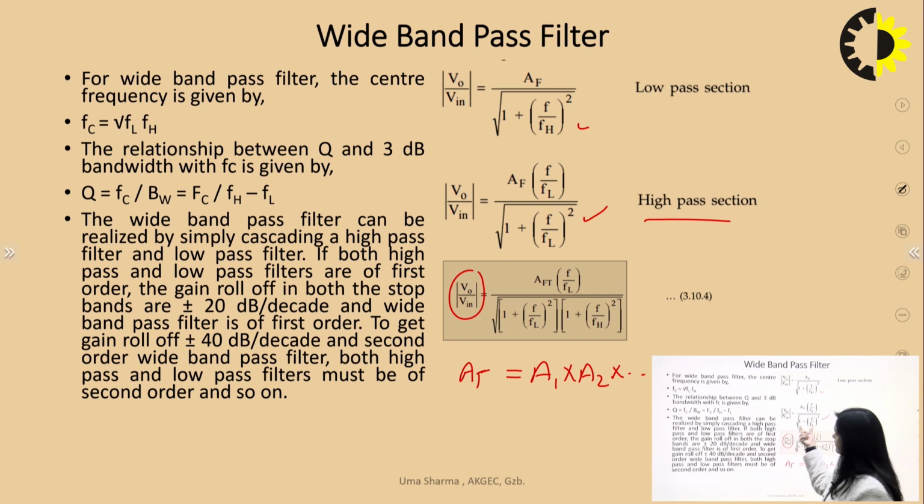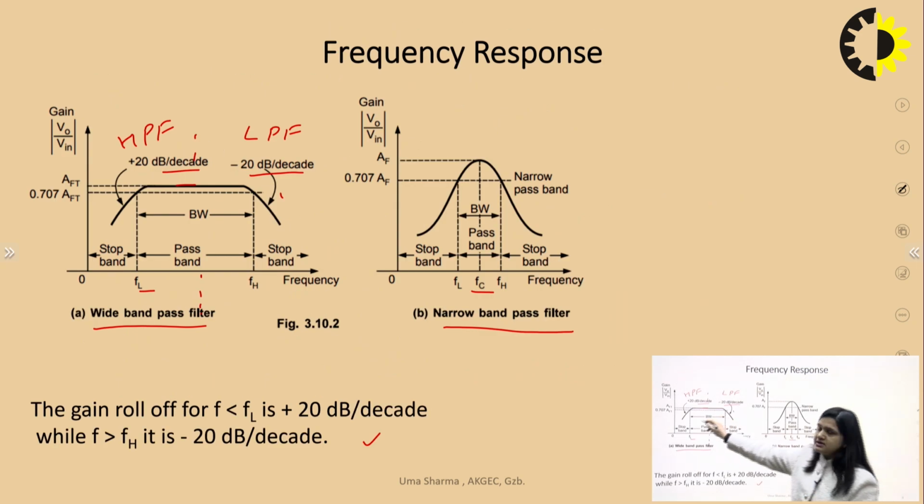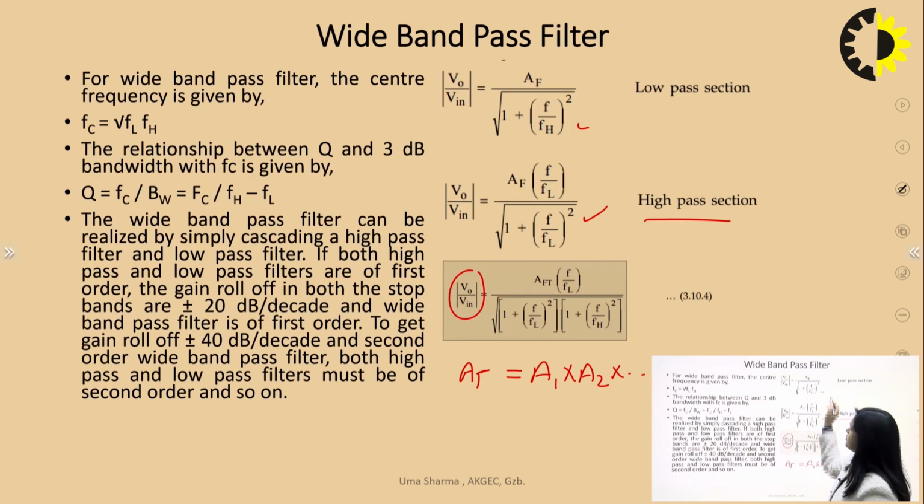So here we are having only two stages, high pass and low pass. So the overall gain of the band pass filter will be the multiplication of the gain of the low pass and high pass section. In this expression you can see that this is the multiplication of low pass and high pass section. So this is how we can draw the frequency response of the band pass filter by using this equation, if we want to draw the frequency response.